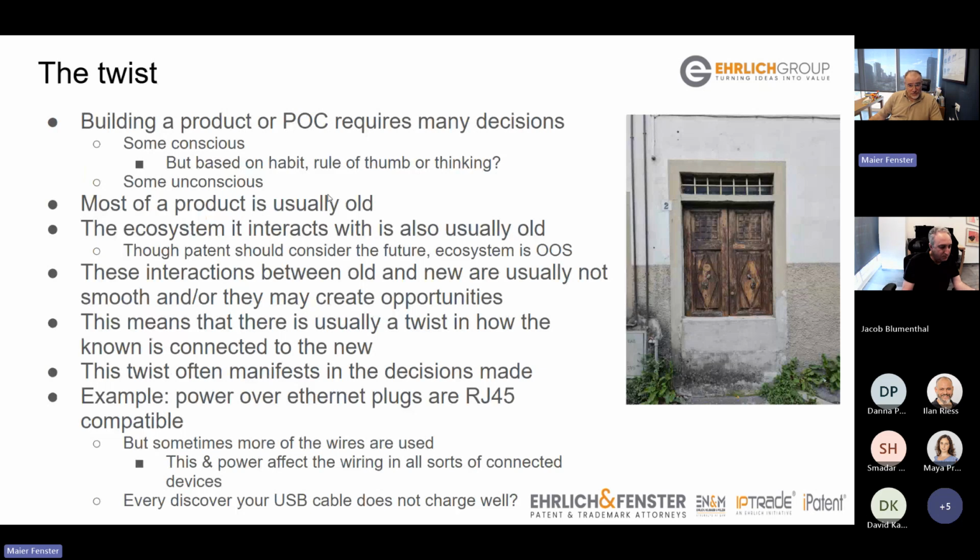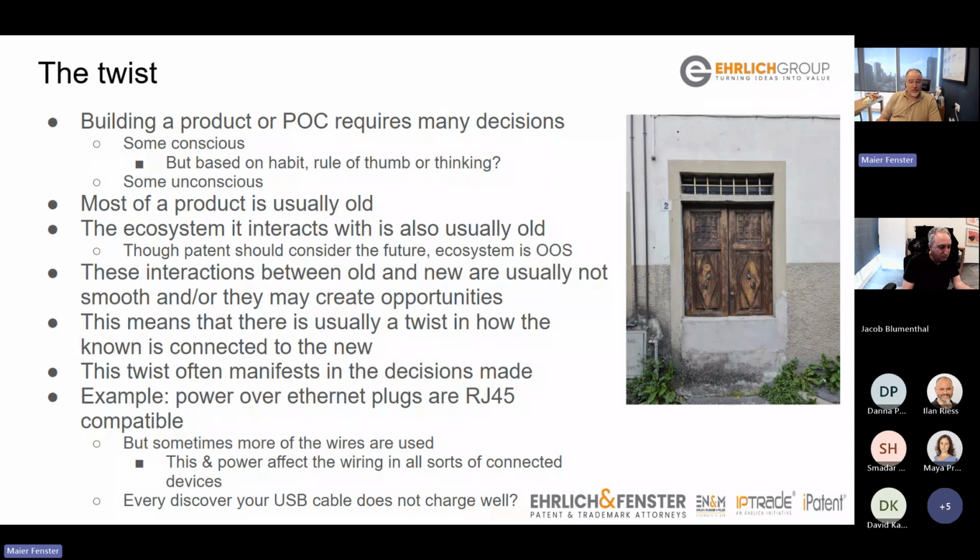The twist. When you build any product or even a proof of concept, you have to make a lot of decisions. Some of them are conscious. You think about it, put a screw, put a nail, add some glue. But even the conscious ones, the decision you make is often based on a habit or rule of thumb. And most of the product you make is old. It's unusual to have a product that everything is new about it.